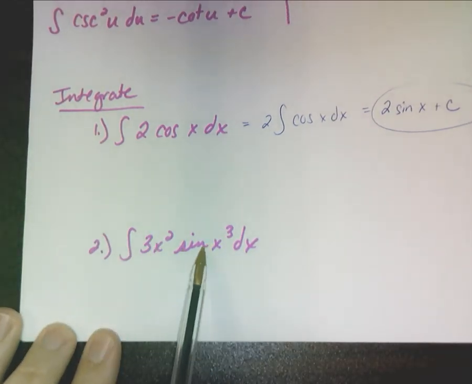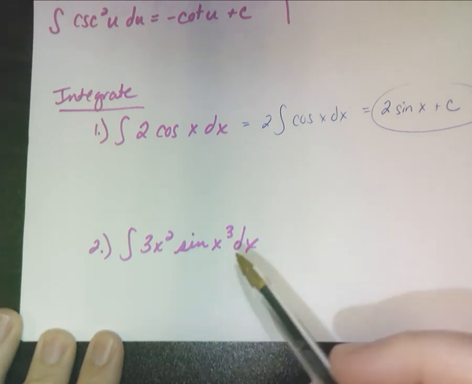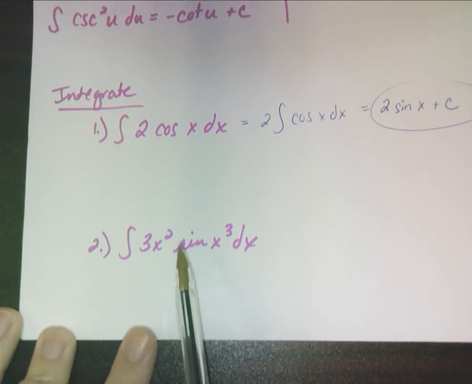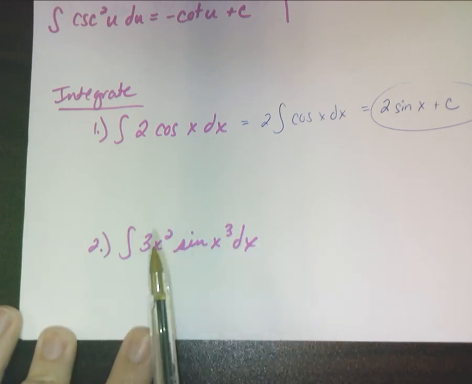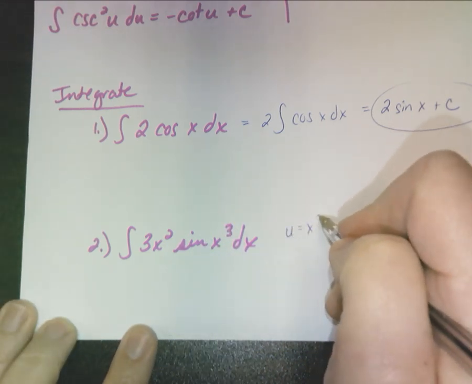All right, what about this one? 3x squared sine x cubed dx. Oy. So what do I do here? Well, there's probably going to be a u in this problem. What do you think our u would be? Probably next to the sine, usually. I'm going to show you ones where it's not. So we're going to call that u, x cubed.